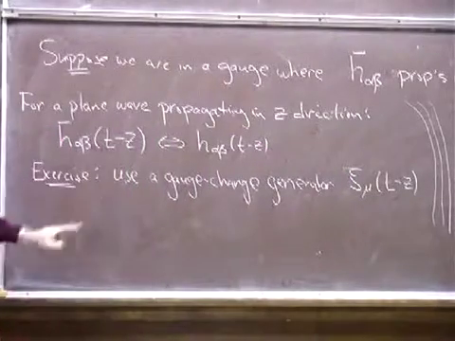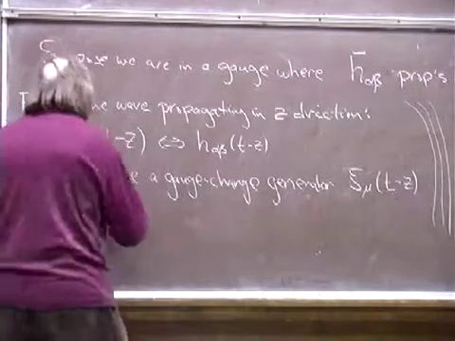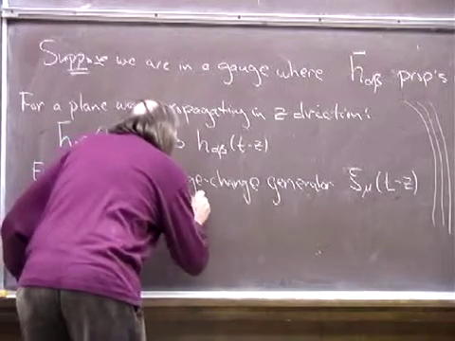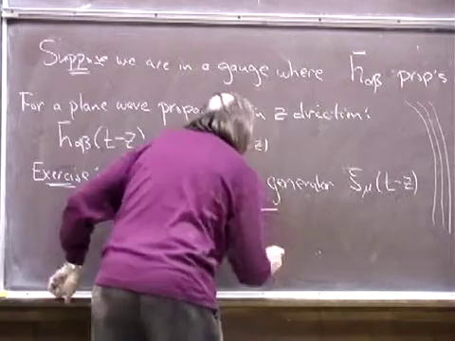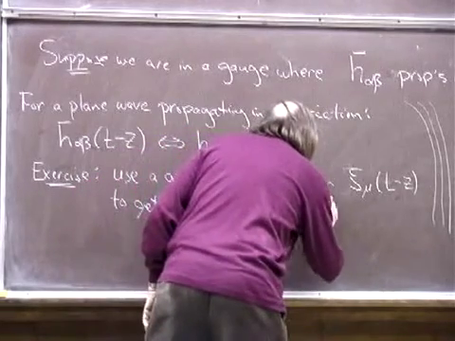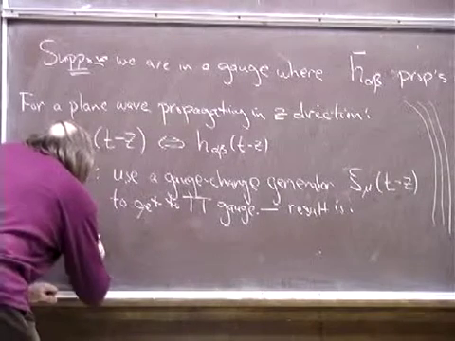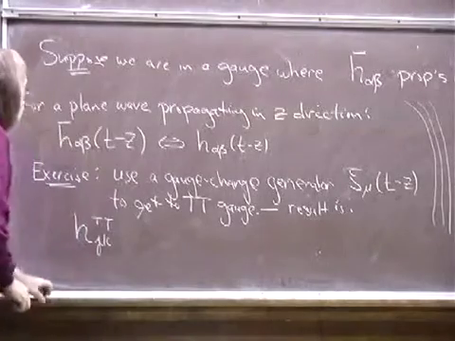So I'm asking you to show that you can find a gauge change generator, C mu, to get to TT gauge. And when you do, the result is that H, J, K transverse traceless.